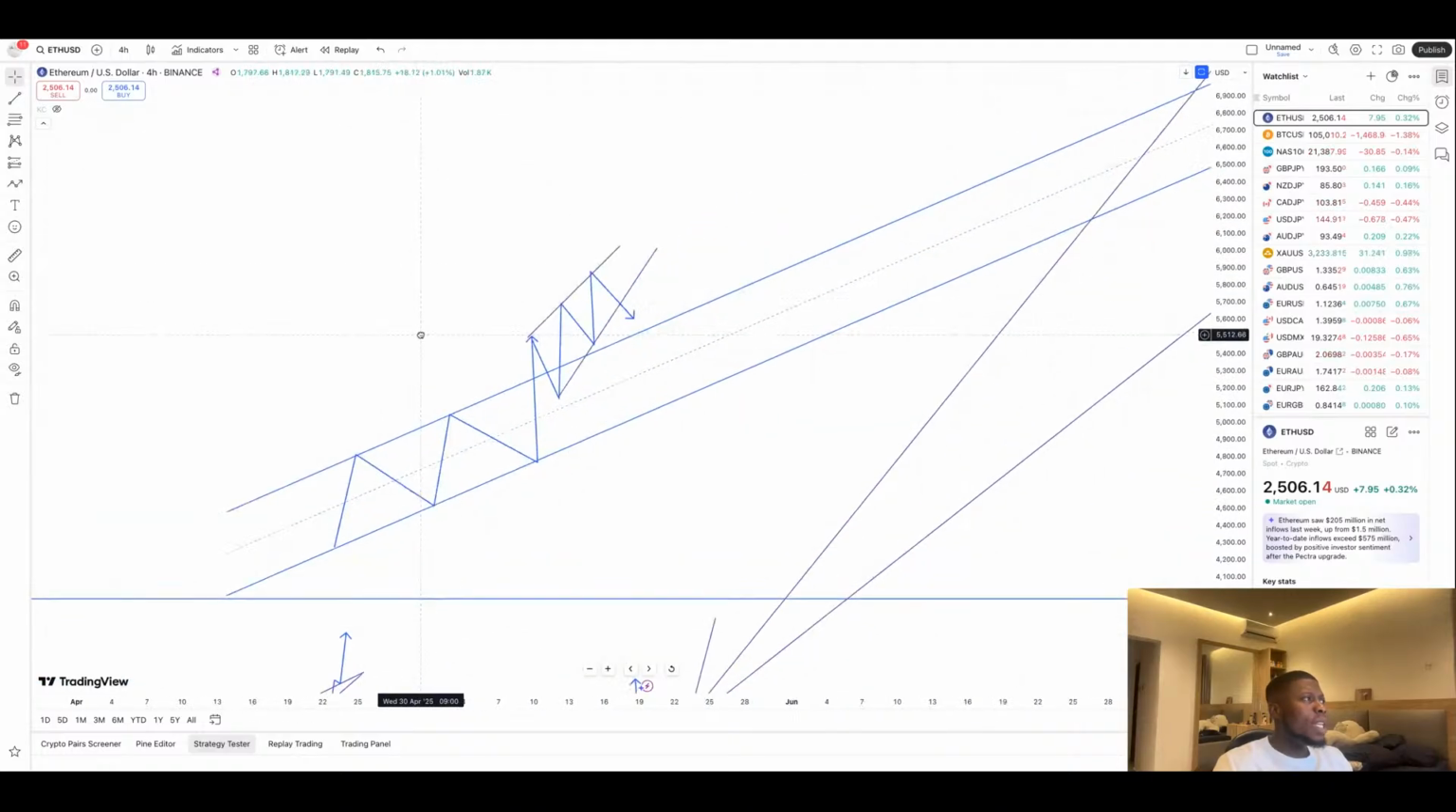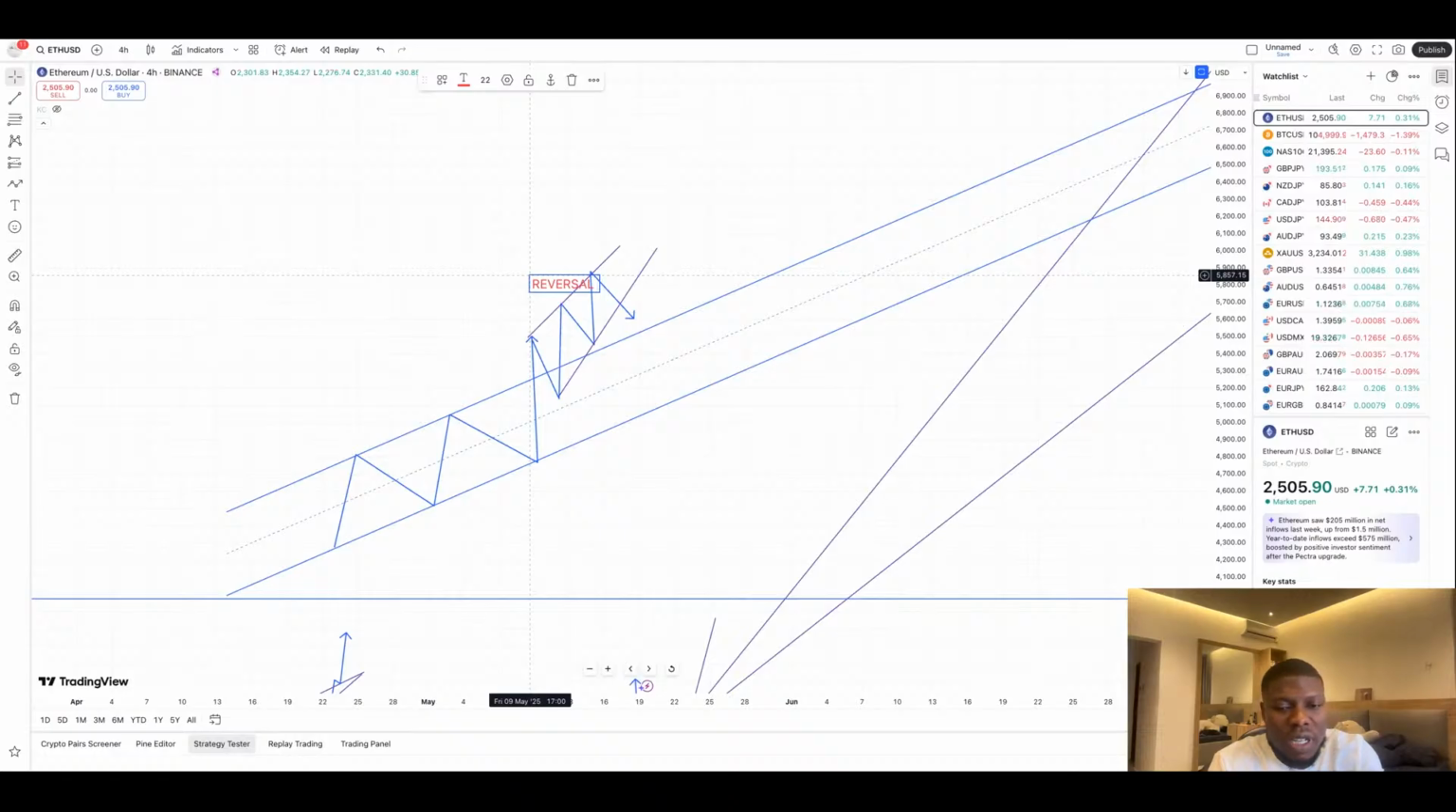But immediately there is a breakout. So this is a reversal chart pattern. This is how to spot the reversal chart pattern. It's confusing with the continuation chart pattern. So this is a reversal chart pattern.